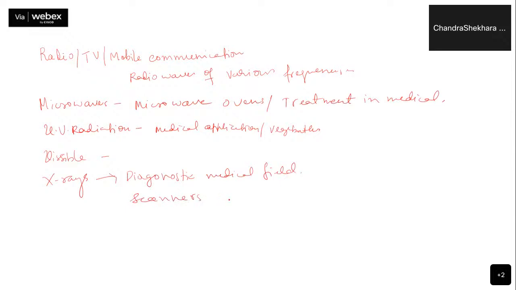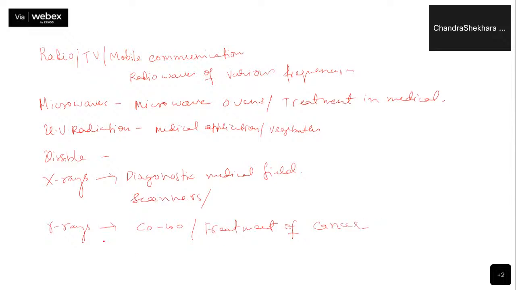Scanners. If you go to the airport or railway station, the scanners are kept where X-rays are sent through the materials to detect what type of items are available inside. Therefore, they are useful in scanning applications. Then gamma rays, as I told you, although they are very harmful, they are very useful for medical applications like cobalt-60, useful for treatment of cancer, a disease like cancer.